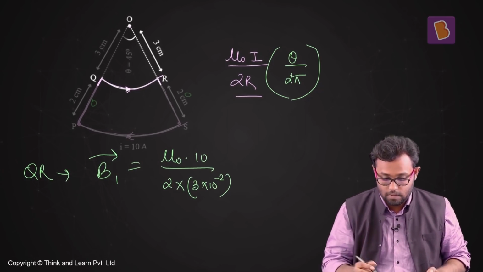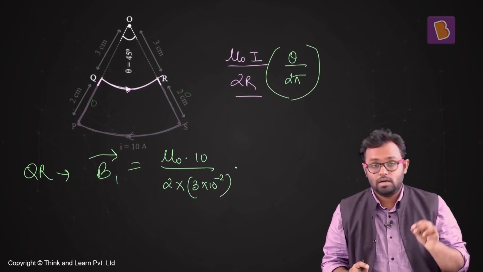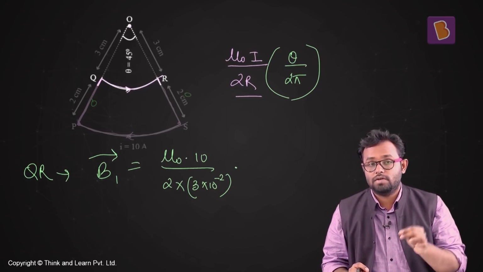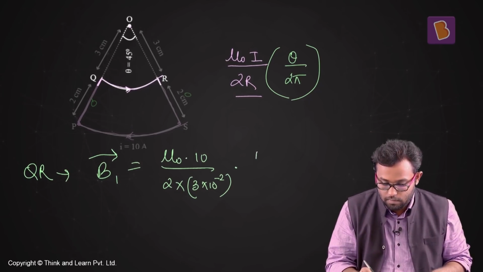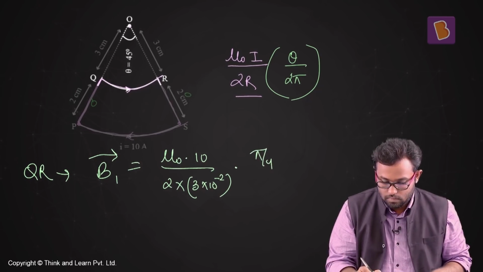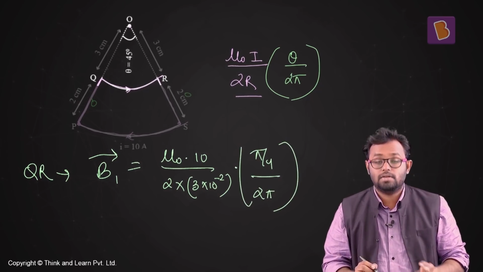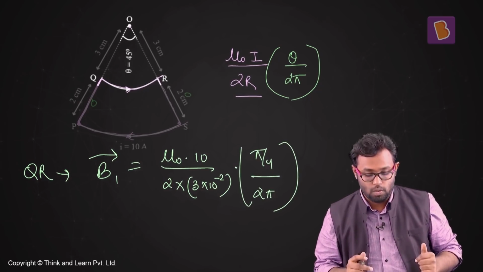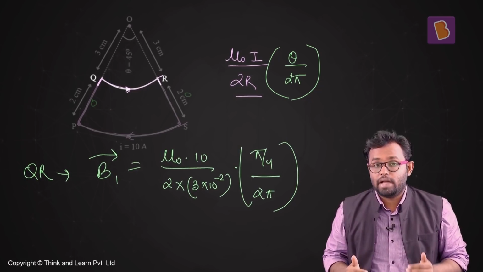Okay, so don't take that risk. Into theta. Now theta is 45 degrees, but we have to always keep it in radians. So this will be pi by 4, divided by 2 pi. Okay, that is the magnetic field contribution due to QR. But what about the direction?